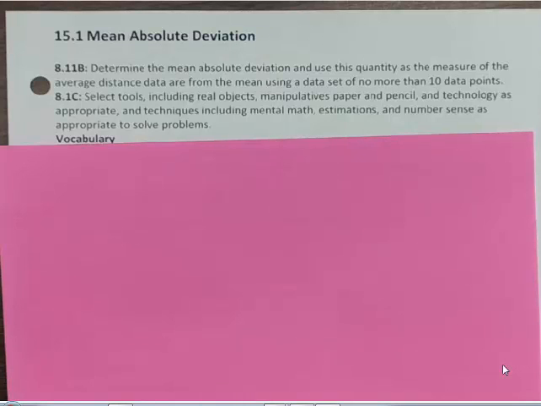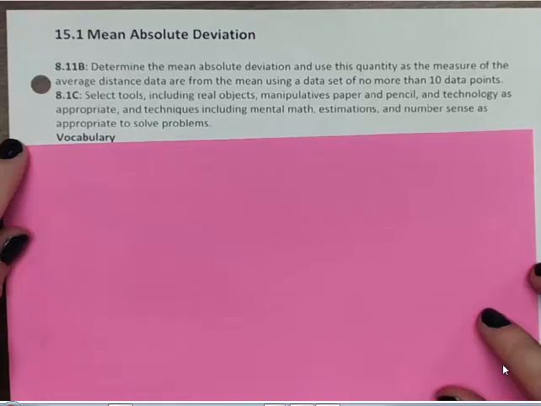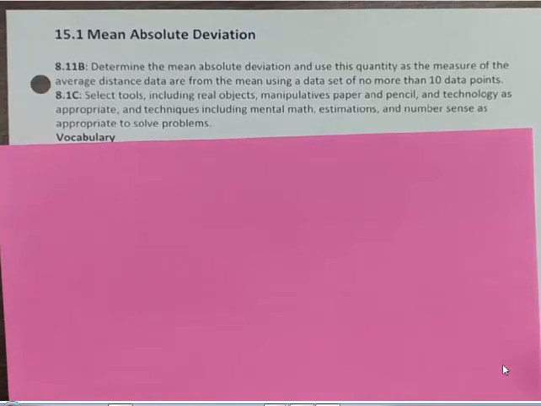Hey guys, today we're going to be looking at Module 15, which is 15.1, Mean Absolute Deviation. The text that we're going to be focusing on is 8.11b, which is determine the mean absolute deviation and use this quantity as the measure of the average distance data is from the mean using a data set of no more than 10 data points. We're also looking at the process standard of 8.1c.